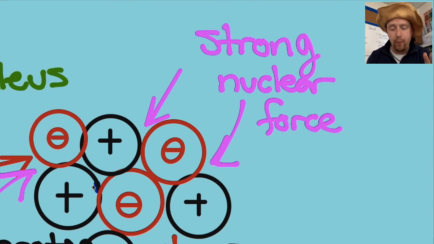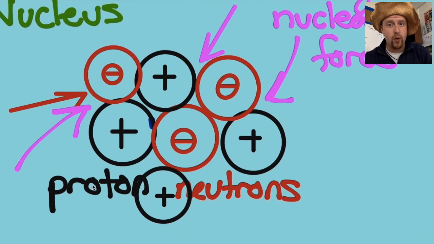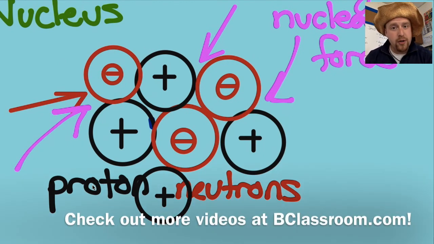So just to recap really quickly, we have these particles in a nucleus, which is the central dense region of an atom. These particles are called protons and neutrons. Protons are positive, neutrons are neutral, and it's all held together by the strong nuclear force.